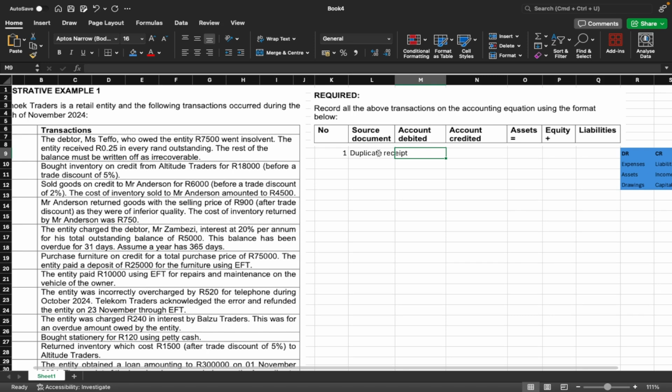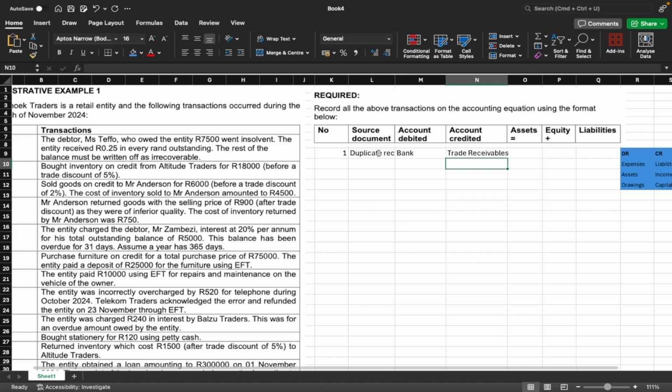We debit our assets, so we're going to debit bank. And what are we going to credit? We're going to credit trade receivables. You can either credit trade receivables or debtors control. And in brackets, you can put the name of the debtor, in this case, Mr. Tefo. That's if that's required for you. But otherwise, we don't usually have to do that. But you can put that for the sake of showing who you received money from. If you want to trace it back, you can put it in brackets.